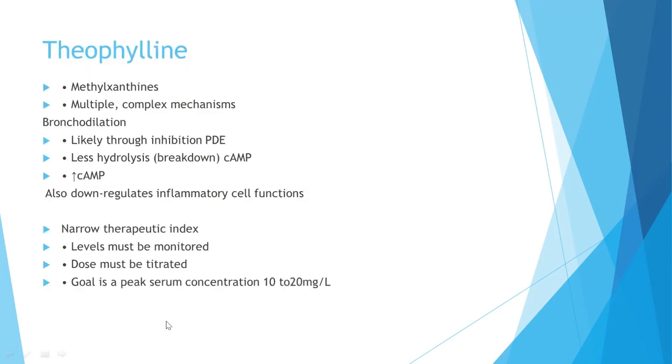So theophylline is a methylxanthine. It has a multiple complex mechanism. It causes bronchodilation, likely through the inhibition of phosphodiesterase, and they cause less hydrolysis of cAMP. So they increase the cAMP. So as we have talked earlier, it has a multiple complex mechanism. Theophylline can also downregulate the inflammatory cell functions, and it generally has a narrow therapeutic index. The levels must be monitored, and the dose must be titrated. So the goal is a peak serum concentration of 10 to 20 mg per liter, and we have to maintain it at that level.